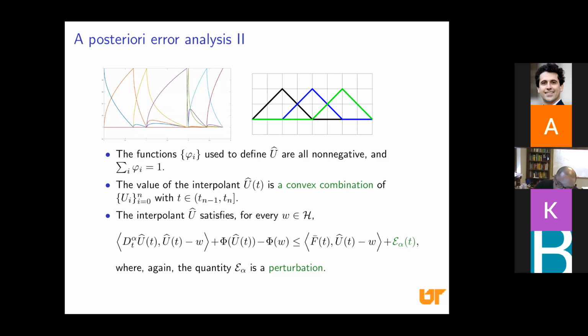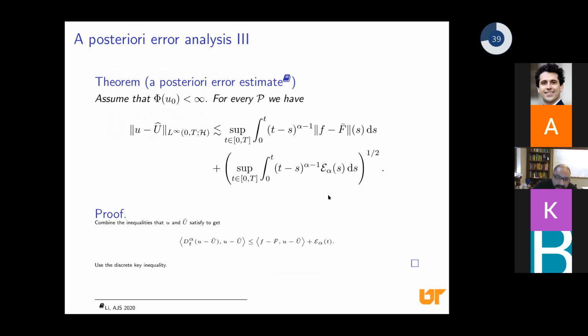So much as in the classical case, you can show that this interpolant, using this convex combination of the nodal values, satisfies this evolution variational inequality, which, modulo the green term, is exactly the same one that the exact solution solves. And you have an extra perturbation. So you can compare the two inequalities once again and get an a posteriori error estimate.